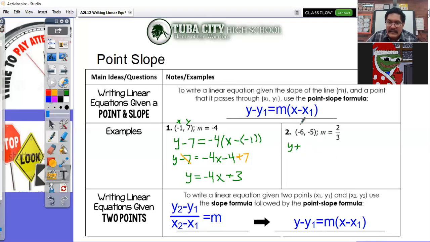Now again, in this case I have my X and my Y value. I'm going to skip the step where I have the double negatives. So if there's a negative here, I'm just going to put it in the formula, but I'm going to flip the sign to a positive.